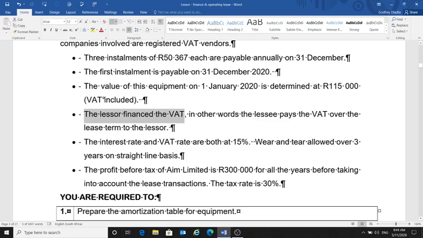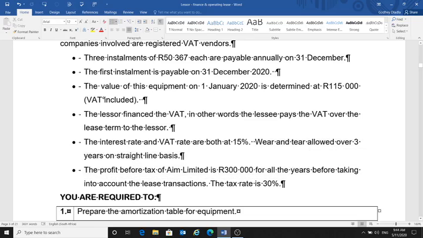The lease term, okay, that's part we've explained. The interest rate and the VAT is 15%. Right. Warranty is over 3 years. The profit is 300,000 for all the years.